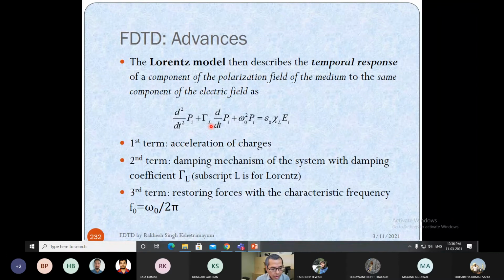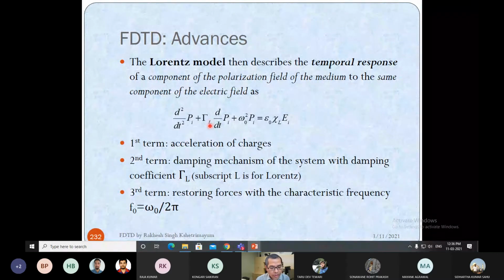We'll later on see Debye or any other model, then we'll change this L to D. That's why I'm clearly stating from the beginning: L here is for the Lorentz model. Gamma is the damping coefficient. So this portion will damp the oscillation.